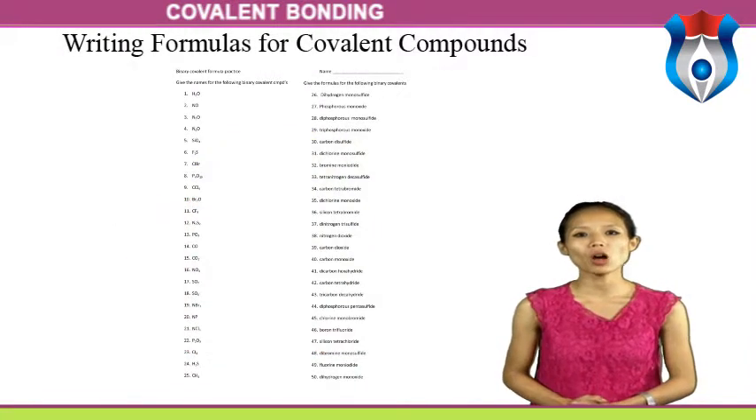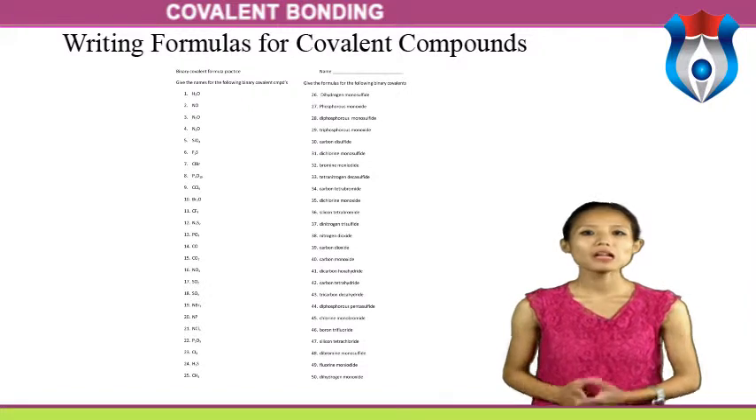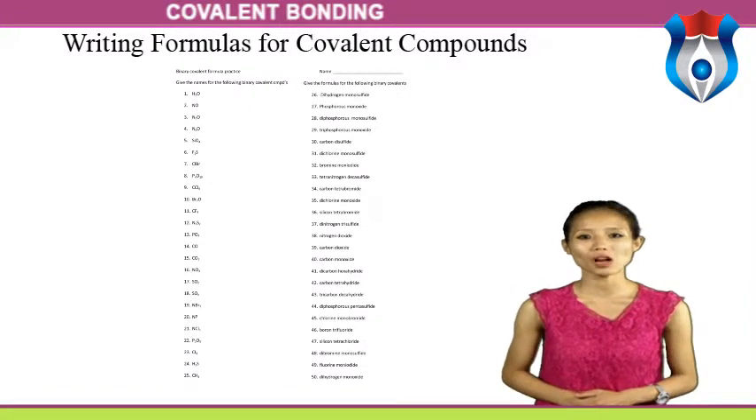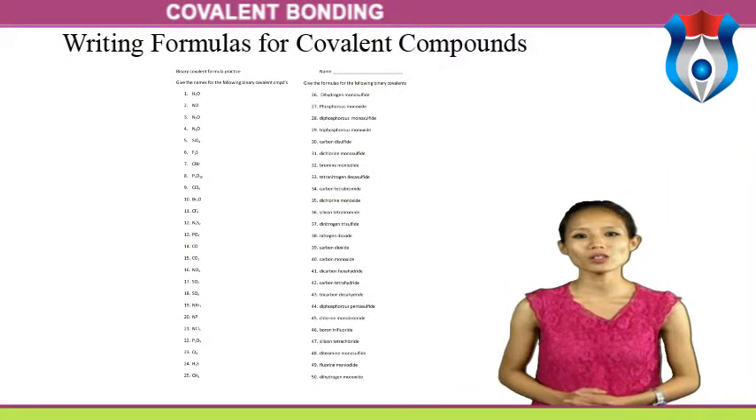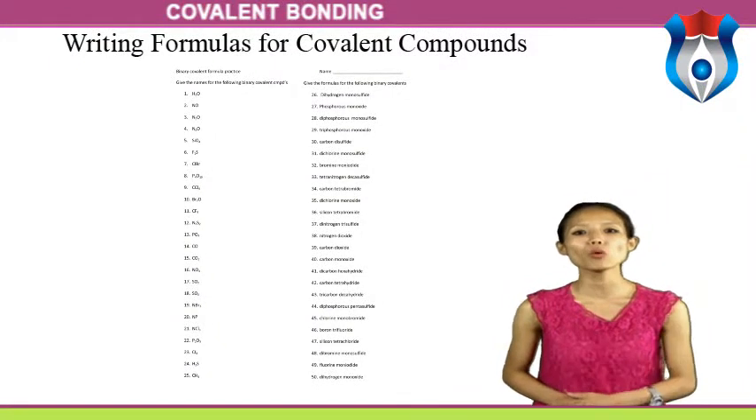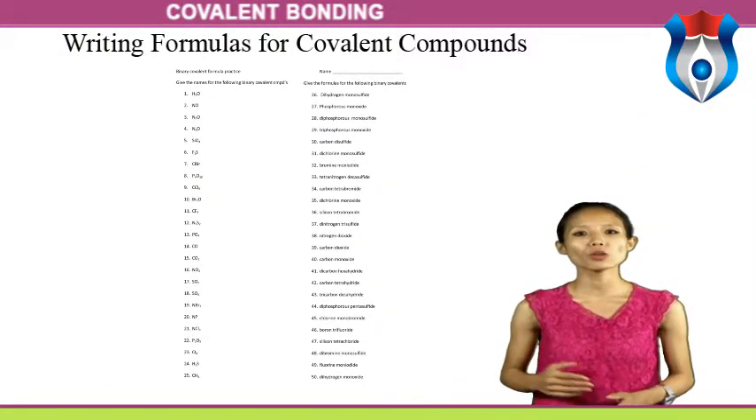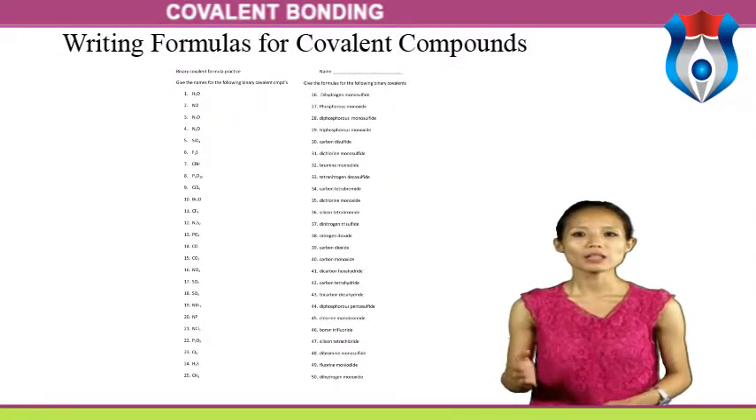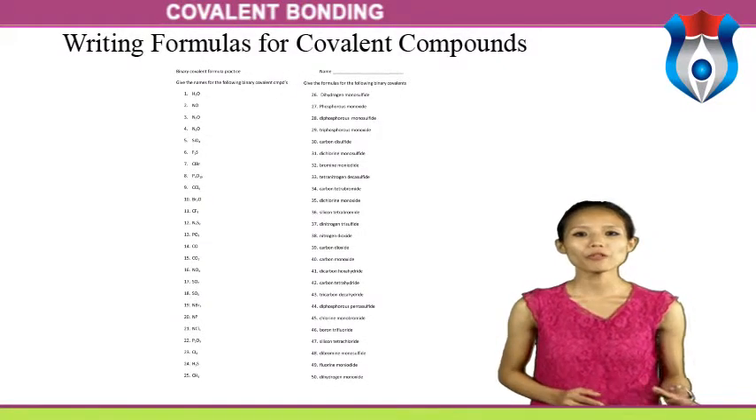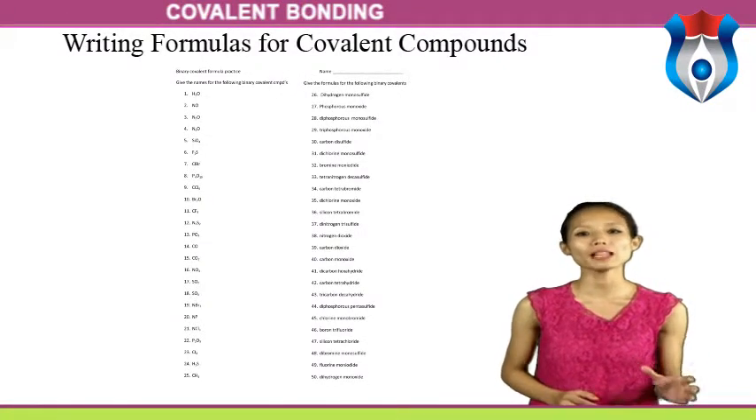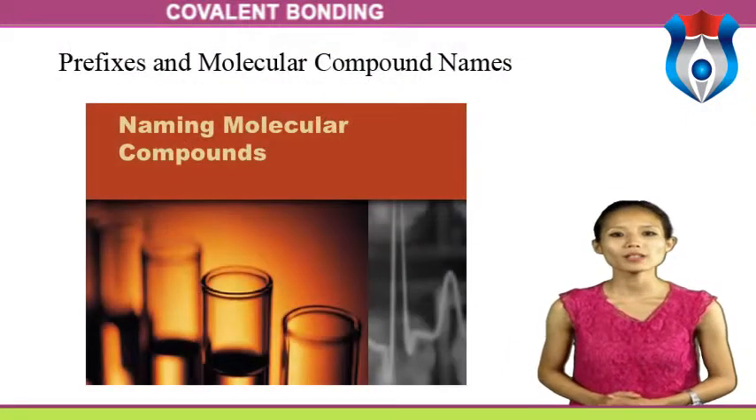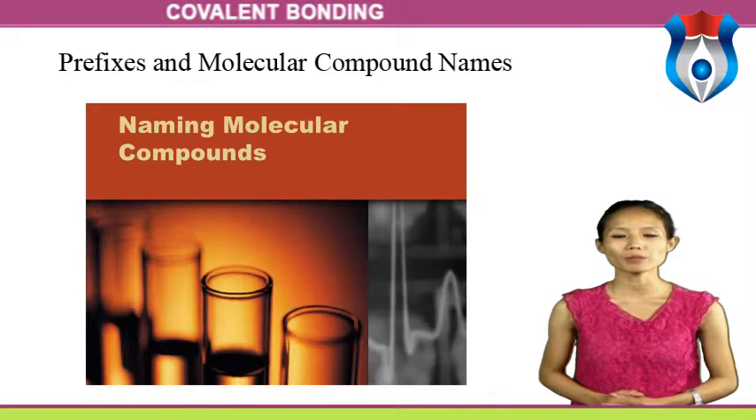Writing formulas for covalent compounds. Certain rules apply to the way names of covalent compounds are written. The more electropositive element, further left on the periodic table, is listed before the more electronegative element, further right on the periodic table. The second element is given an ide ending. Prefixes are used to denote how many atoms of each element are present in the compound.